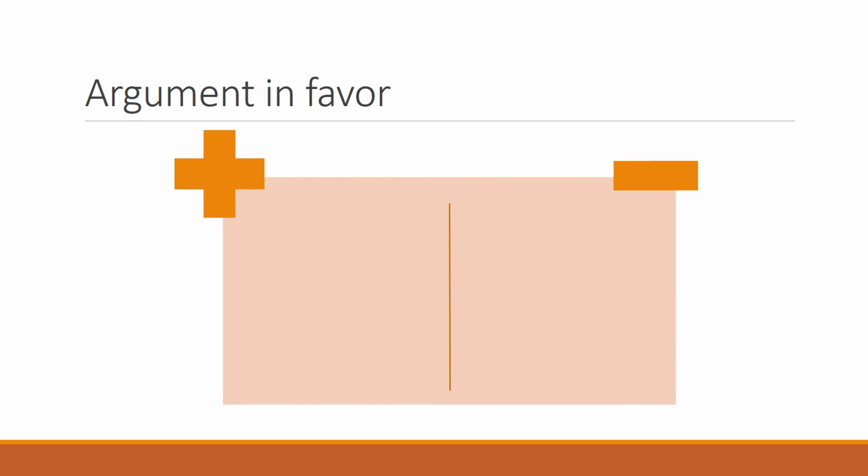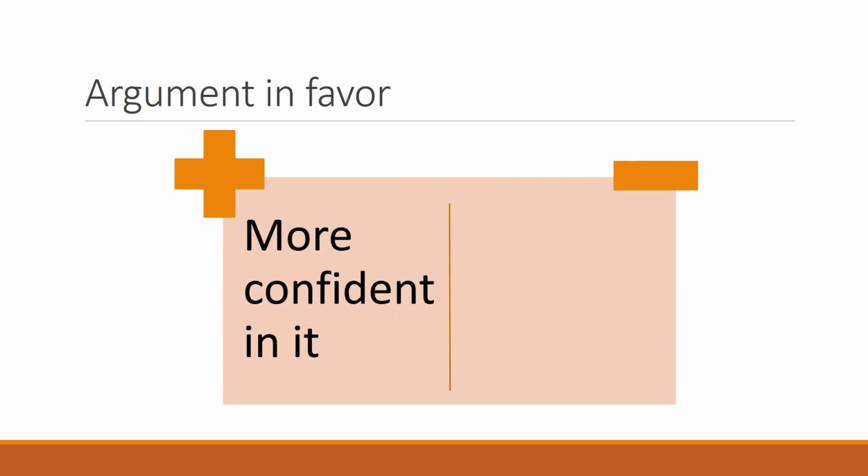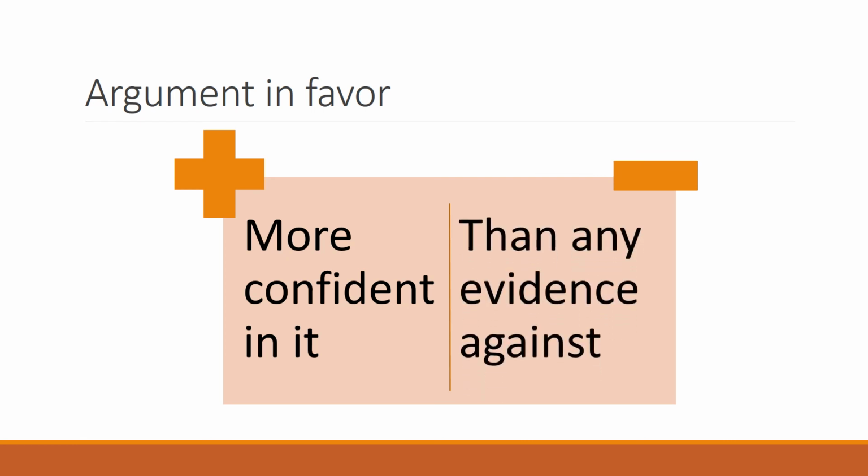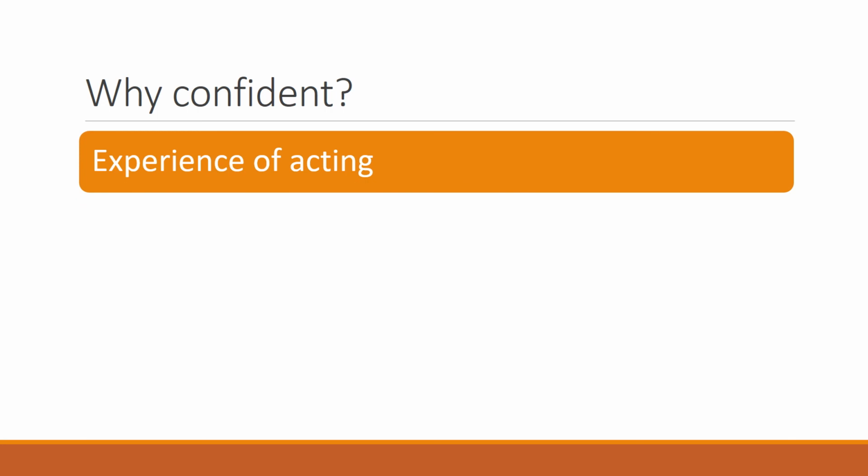It goes like this. He says he's more confident in the theory of agent causation than he is in any of the evidence or arguments against it. And this is a really kind of bold argument, to just say, sure, you've got a lot of fancy arguments against my view, but I know I'm right. So your arguments have to be wrong, even if I don't exactly know why. Now, why is he so confident in it? Well, he's confident because of the experience of acting.